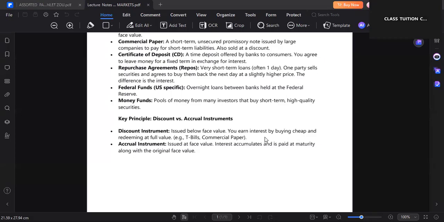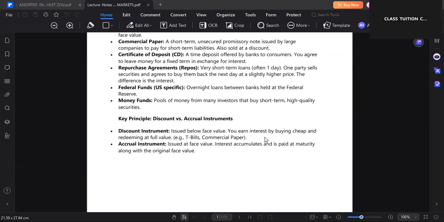Your profit is 50 kwacha. And then accruals instruments. These are issued at face value. For instance, you pay 1,000 today, then interest accumulates over time. So at maturity, you get your 1,000 plus interest on top. So these are the two principles that we are looking at. Both types will pay interest at maturity, but in different ways. So you must keep this in mind.